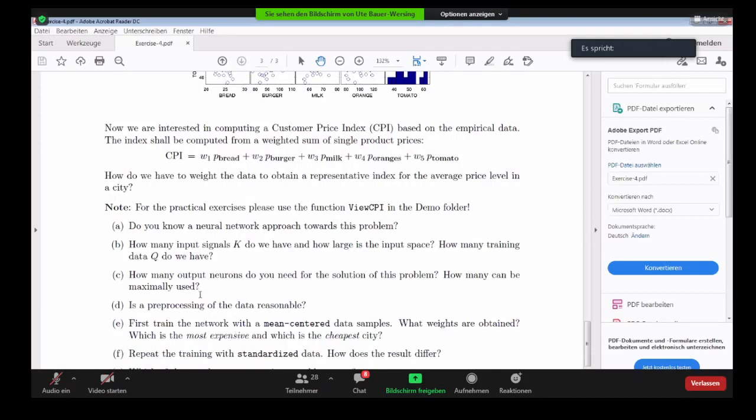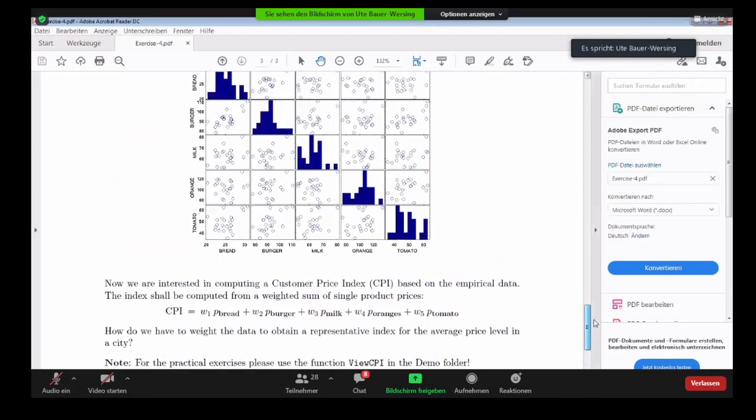What's a reasonable pre-processing of the data? Since we know that these principal components are calculated from mean-centered data, we should mean-center the data before we apply the learning rule, the linear learning rule.